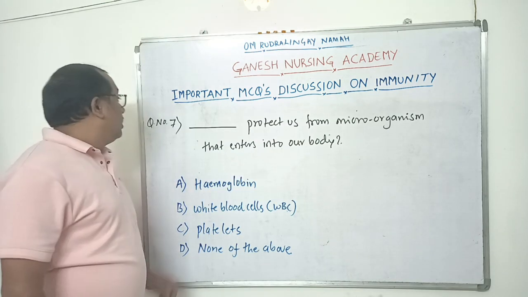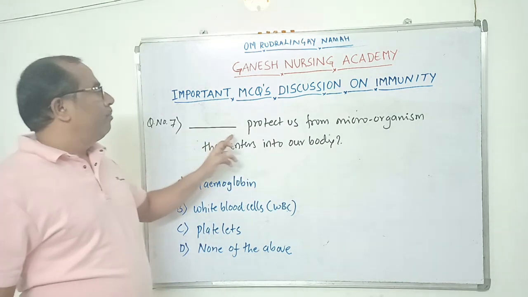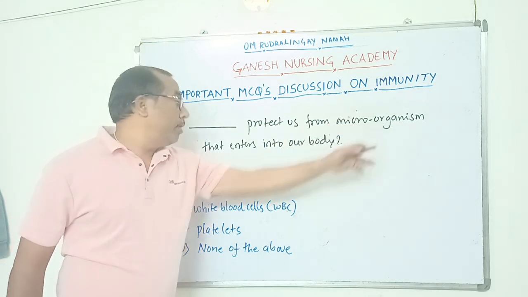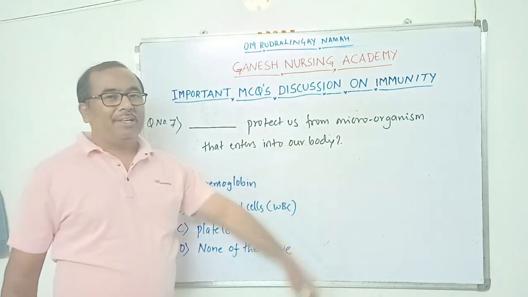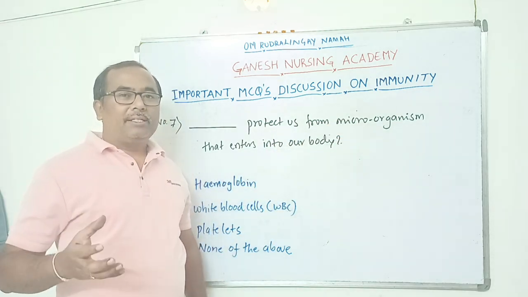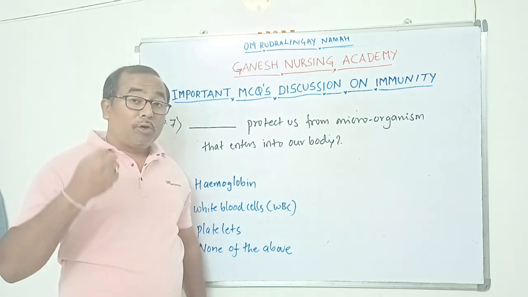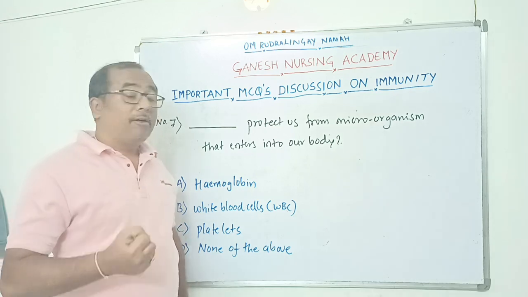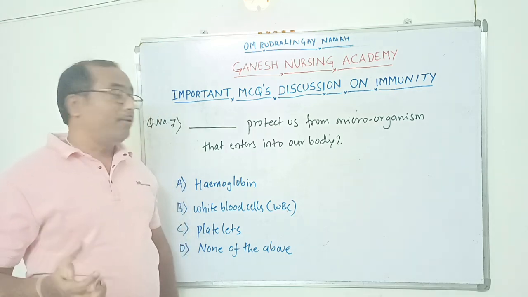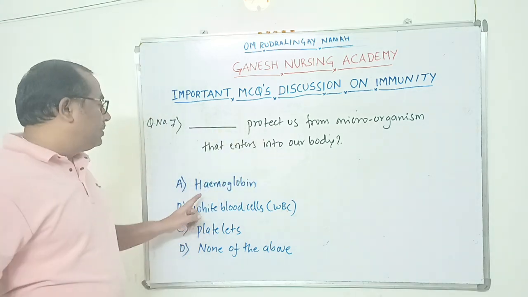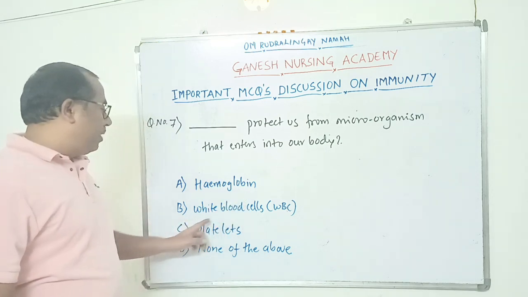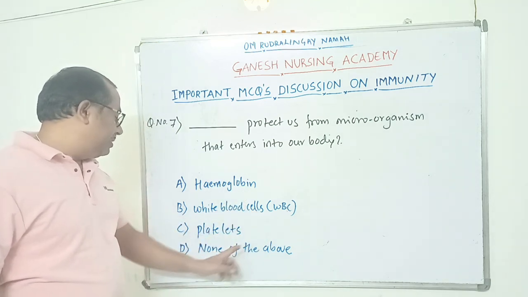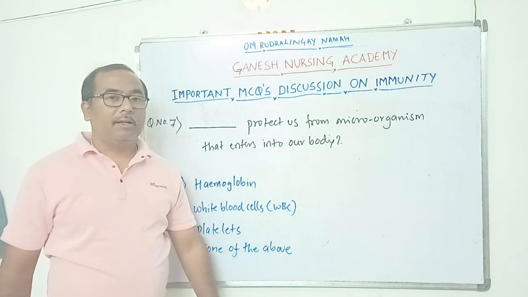Let's see the next question. Question number 7. Dash protect us from microorganisms that enter into our body. Whenever a microorganism or antigen enters our body, which of the following is responsible for protecting our body? Option A, hemoglobin. Option B, white blood cells. Option C, platelets. Option D, none of the above.